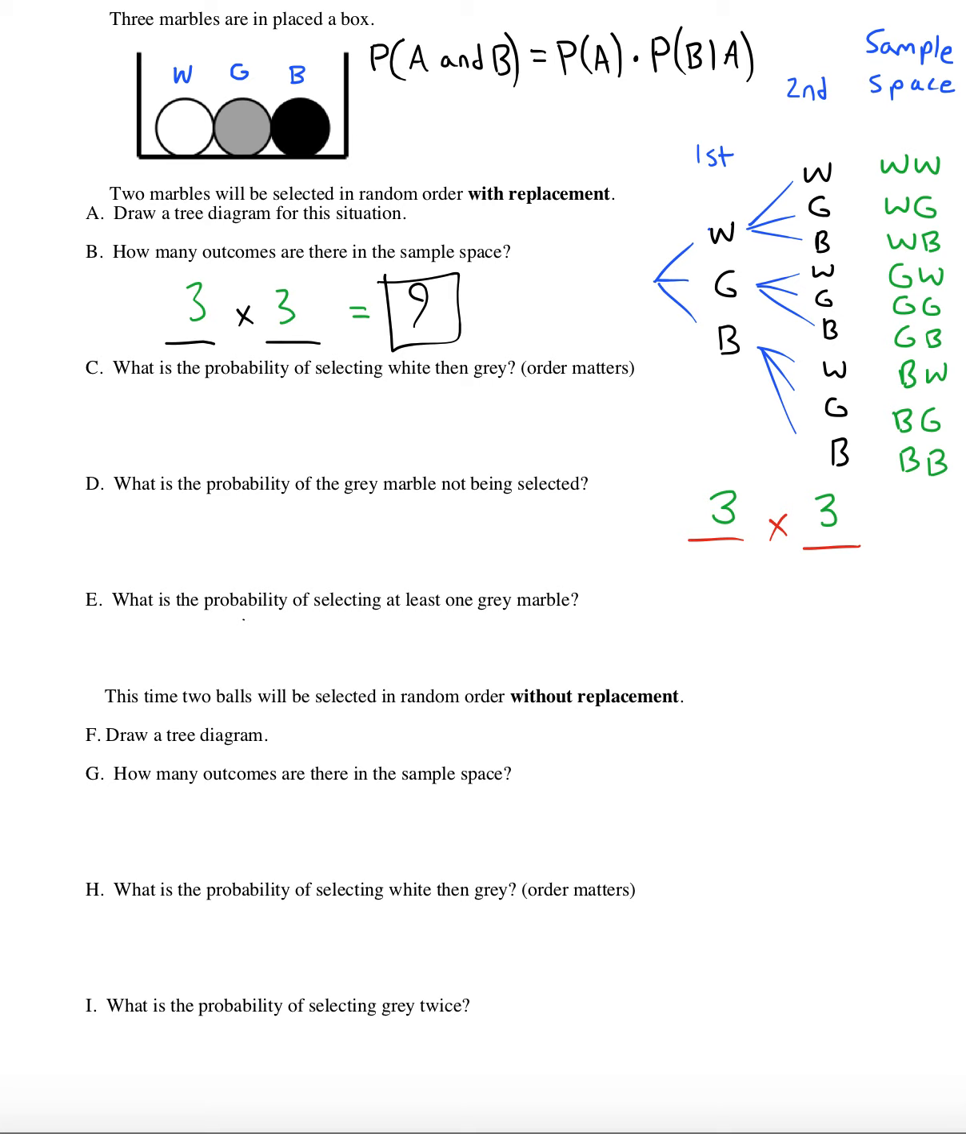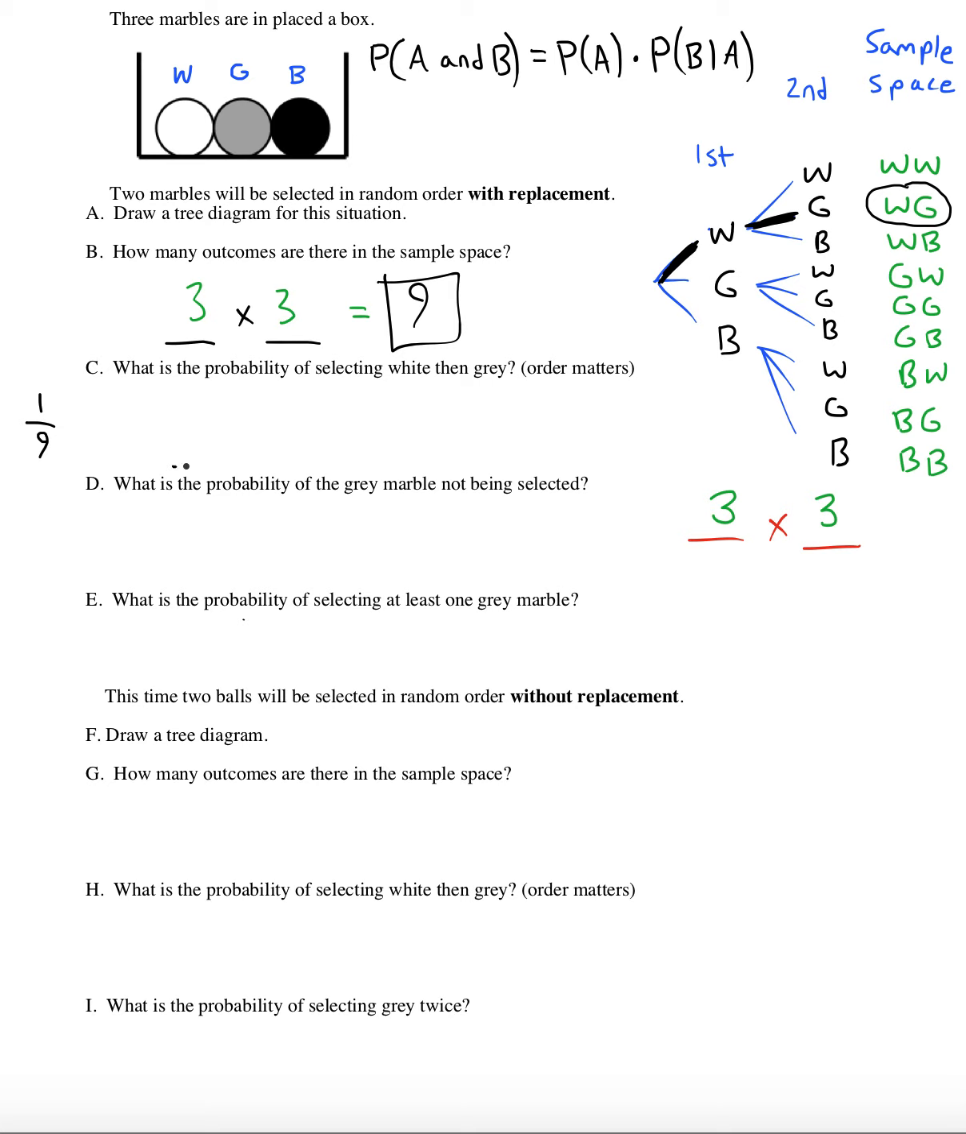Next question says, what is the probability of selecting white, then gray? If we simply follow the white path and then the gray path, we can see there's only one outcome for white, then gray. So we want the final answer to be 1/9. But we want to find it not just from the tree, because sometimes we don't have access to the tree. Sometimes the tree is too big to draw. So we want to use the multiplication rule above instead.